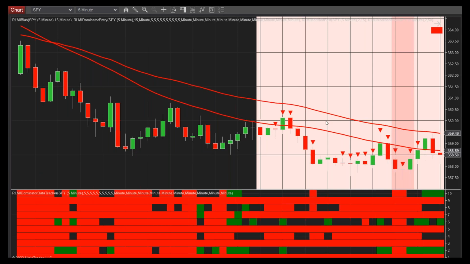Here's another SPY chart, again just to show you what the dominator looks like. See, it went from a black background, which is no multi-time frame trend, to a pink background. That's a multi-time frame bearish trend. And here we have a sell signal. The dominator system went sell signal here, and then you just jump right in here, and as it breaks down to the 15, you go in and ride it down.